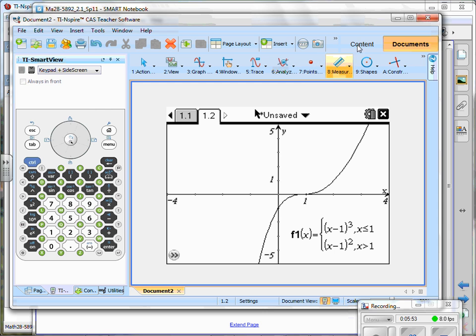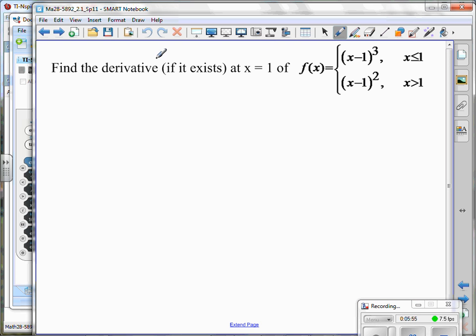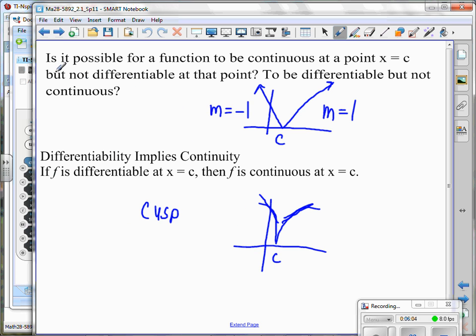The problem that we are to work on is find the derivative if it exists. And that's a big if for some of these. Now let's go back in our notes a little bit to this page. And what we have is what in some books is considered to be a theorem. We've got this: if it is differentiable, then it is continuous.